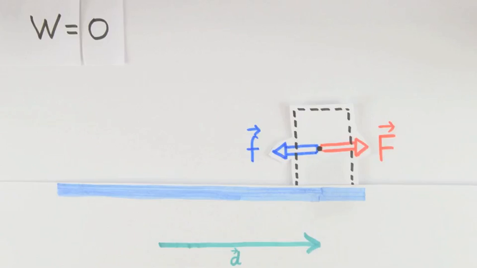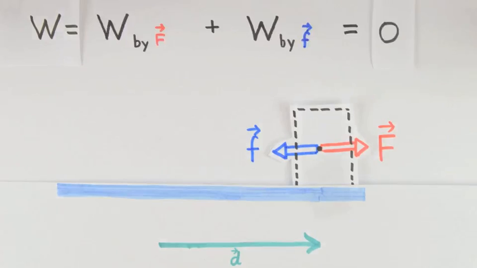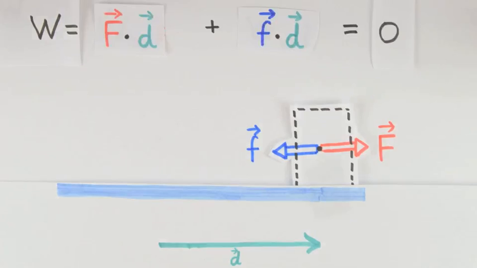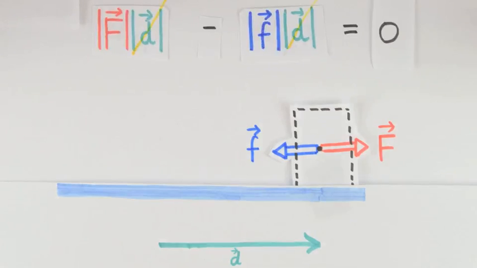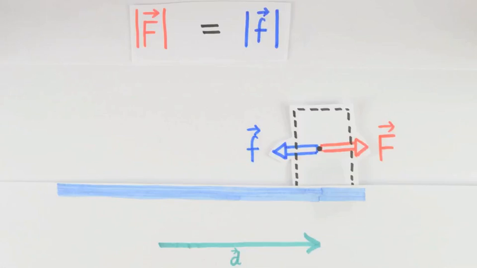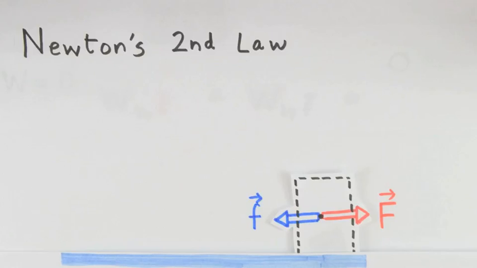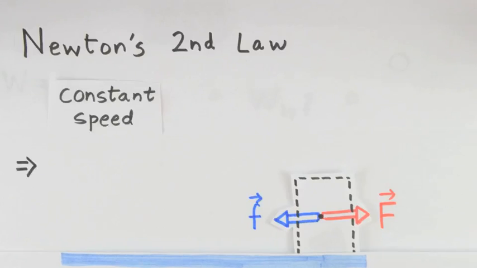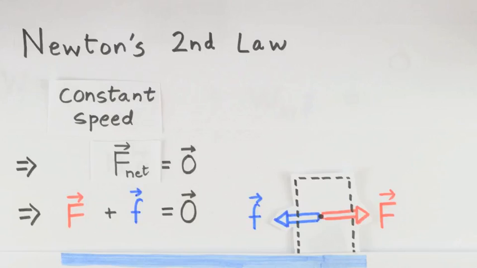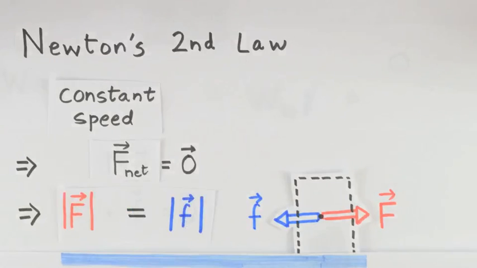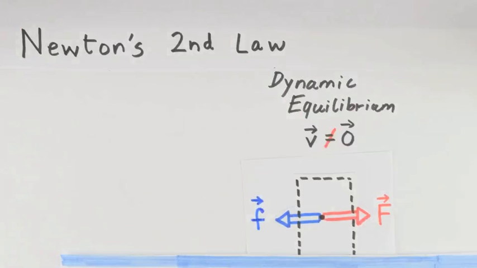So if we expand the work done by the pulling force and the friction, both acting through the center of mass displacement, we see that this work is 0 only if the friction force is equal in magnitude to the pulling force. This all makes sense, and in fact, we could have arrived at the same conclusion by applying Newton's second law to this problem. It's a case of dynamic equilibrium.